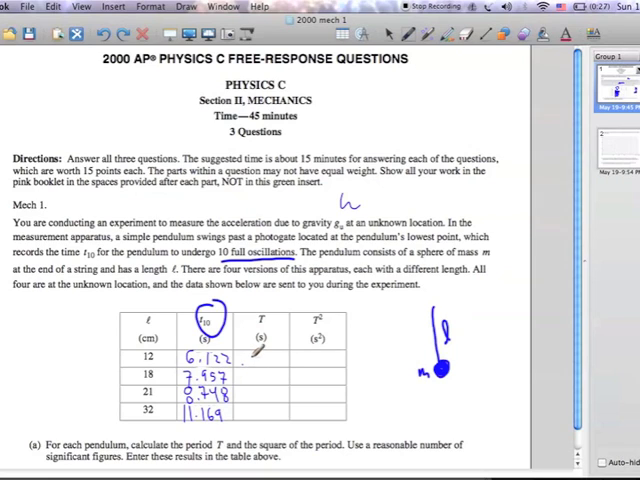So this would be 0.612 seconds for one period, and this would be 0.796 seconds, and this would be 0.875 seconds, and this would be 1.117 seconds. So I do need a calculator to square them. Hold on.